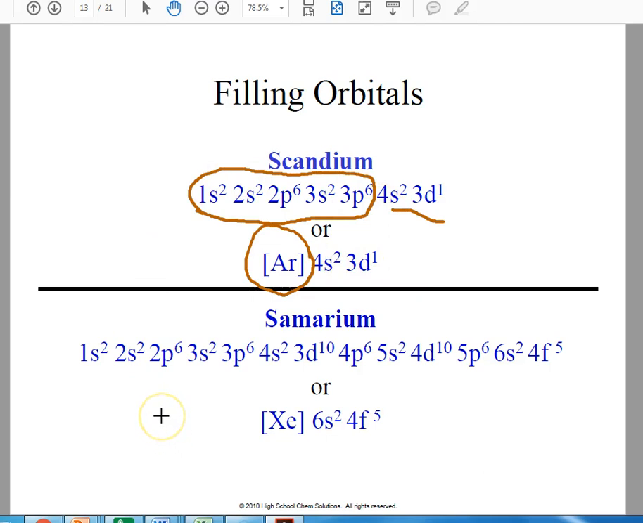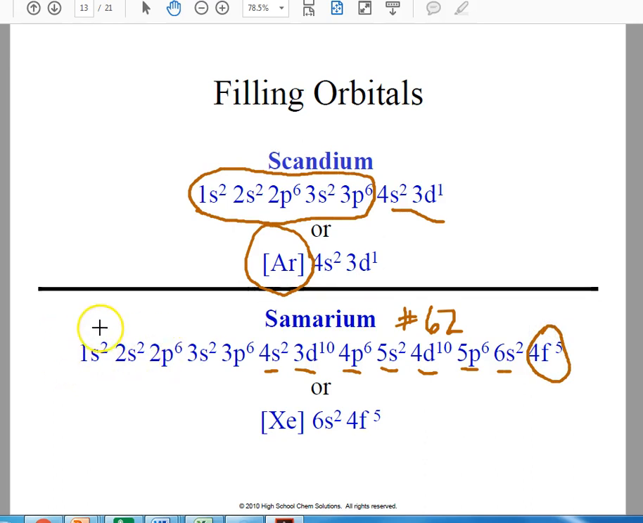The next example is for the element samarium, which is element number 62. Okay, I'm not going to walk through this one in as much detail, but I will point out a few things. After 4s, we have 3d, followed by 4p, then 5s, then 4d, then 5p, 6s, and then notice after 6s, we have that 4f.